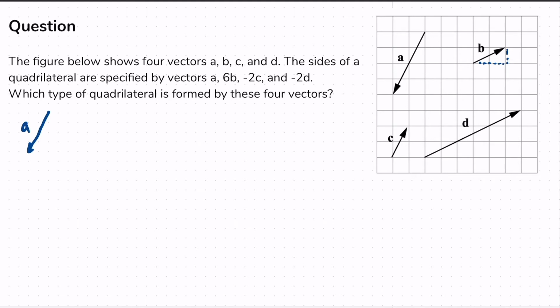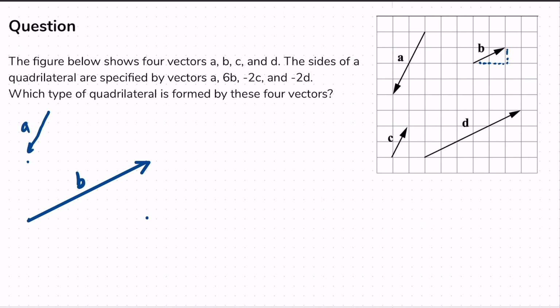So, that's 6. That's 12. So B looks like that.